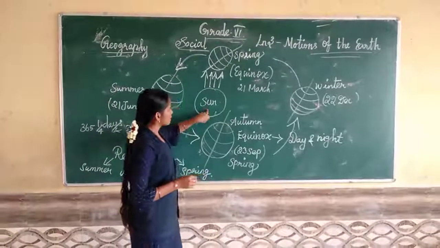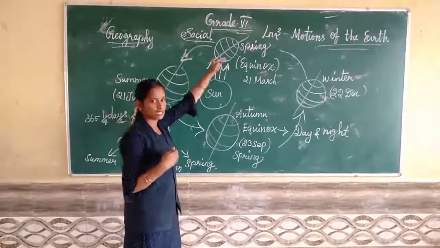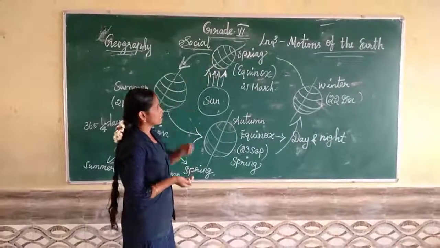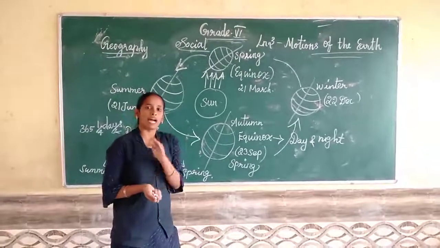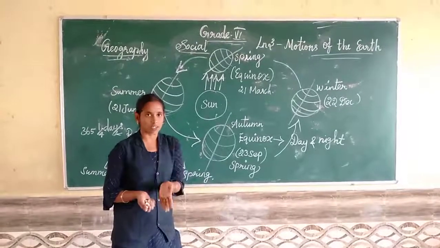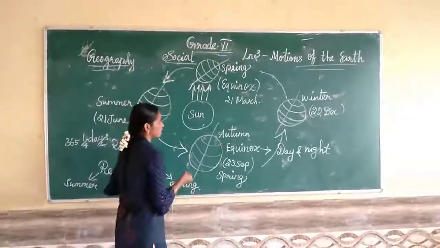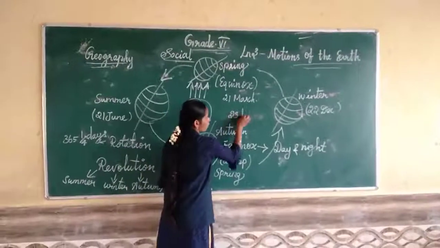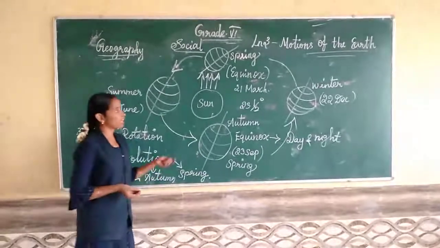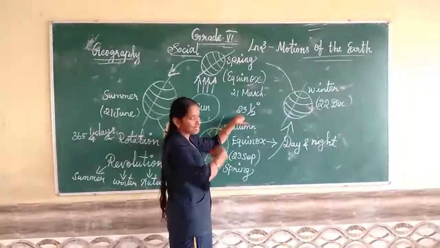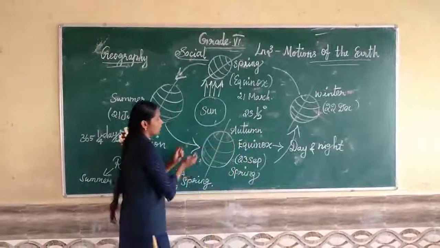When the sun gives its rays, it is only for the earth. Our earth is always in a slope. This is always sloped at 23 and a half degrees. Always it stands at 23 and a half degrees.